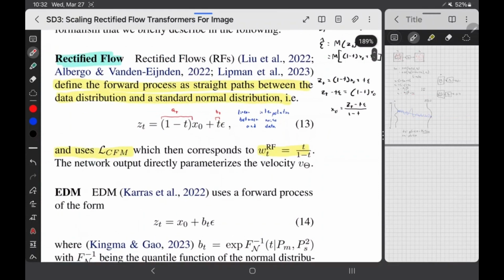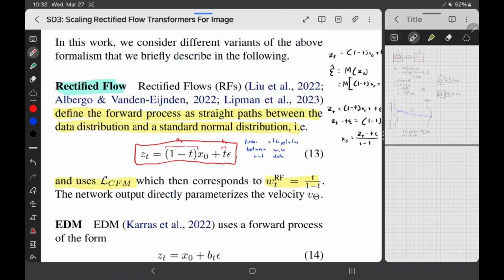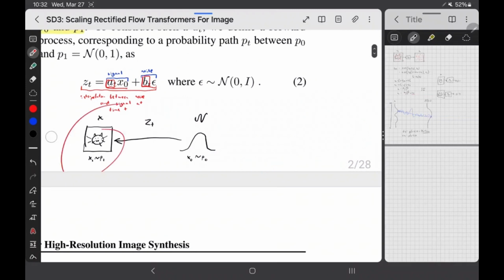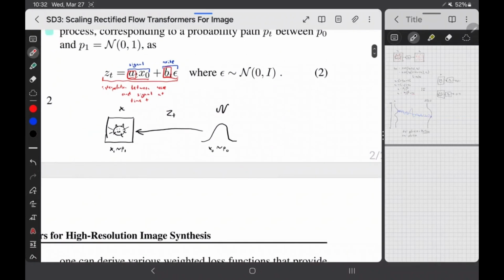And like I said, they use a linear interpolation, which is the rectified flow. So this is what I showed before, and that's what they use. So it's just a linear trajectory from the input to the noise. And the reason you need multiple steps to solve it is because it's still going to be a curved trajectory, because the model isn't going to learn a completely straight trajectory. If it did, you could solve it in one step.